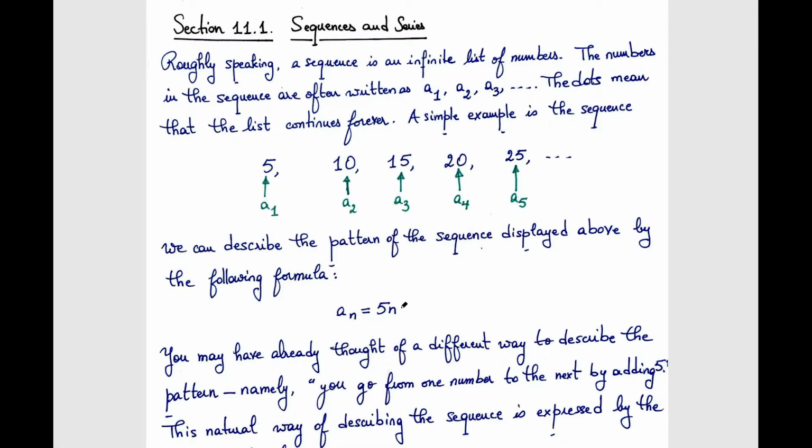What's the 10th term? The 10th term comes in the sequence 5 terms later than a sub 5. So the 10th term is when n is 10. A sub 10 is 5 times 10, right? That's the same n here and here. So whatever you replace here, you're going to replace it here. So a sub 10, which is the 10th term of the sequence, is 5 times 10, which is 50.